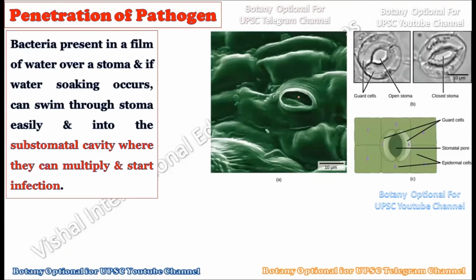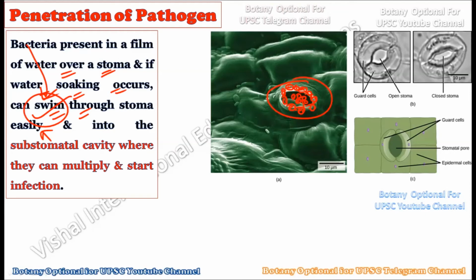Now, bacteria present within the film of water over the stoma, if water soaking occurs, can swim through the stoma easily. See, this is the stomata, and if there is a thin film of water on it, due to rainwater or dew, and the bacteria are present within these water droplets, and this water gets sucked in by the stomata and goes inside the plant, then this water can easily take these bacteria along with it into the plant body, and once inside the plant body they can create the infection.